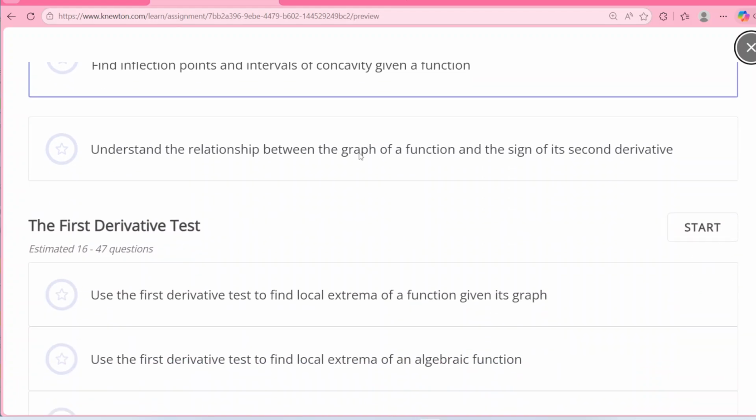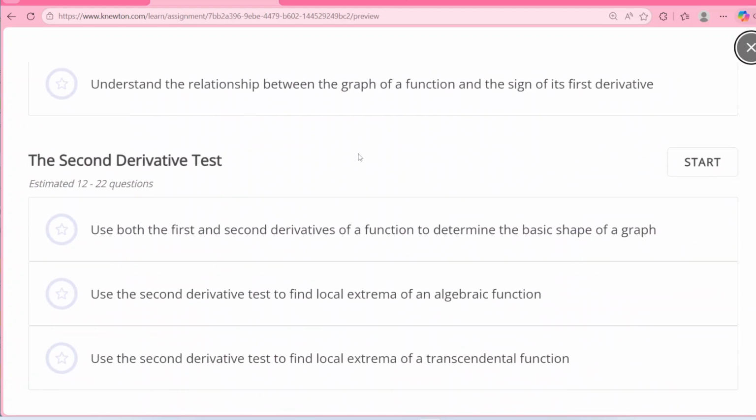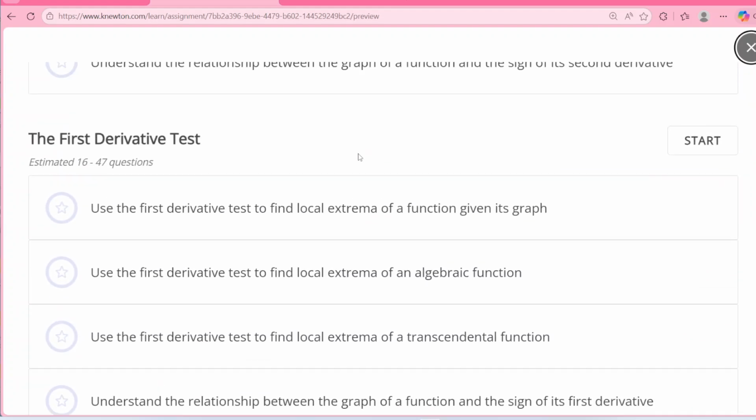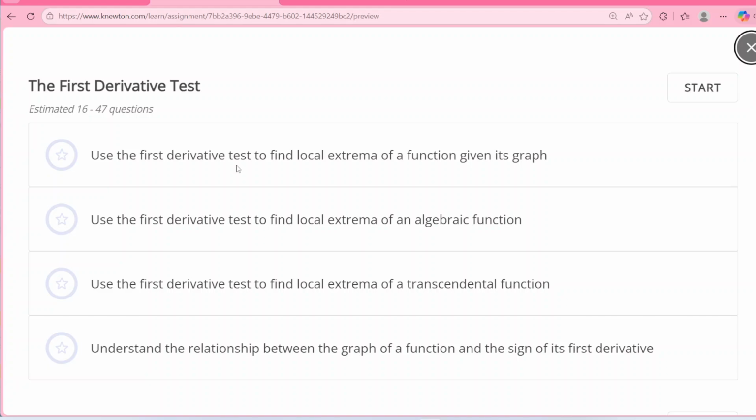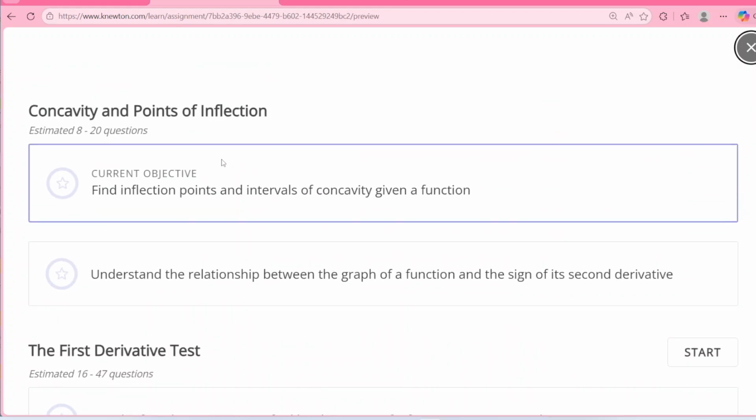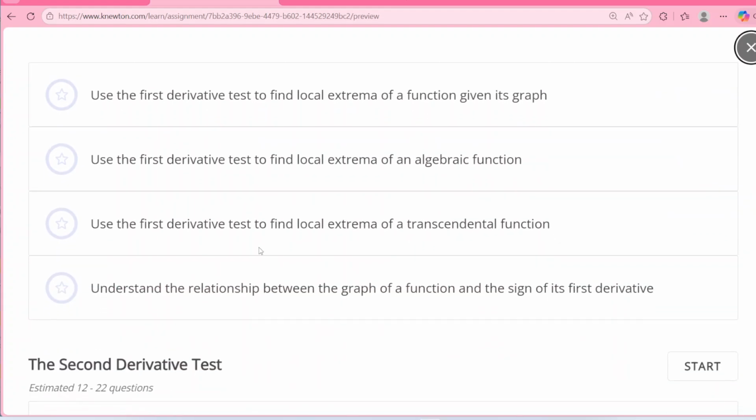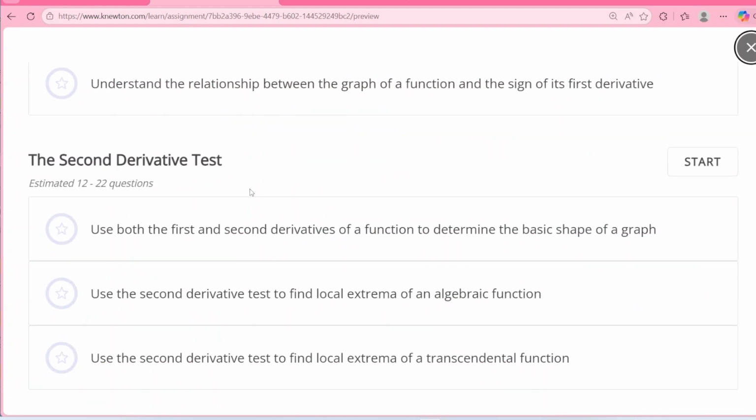So again, this assignment has many objectives. Looks like 9 objectives. Part 1 of this I did was on the first derivative test objectives. So I have begun for this video the concavity and points of inflection objectives. So there's only 2 of them I'm going to be working on in this video. And then part 3, I'll be working on the 3 objectives from the second derivative test.